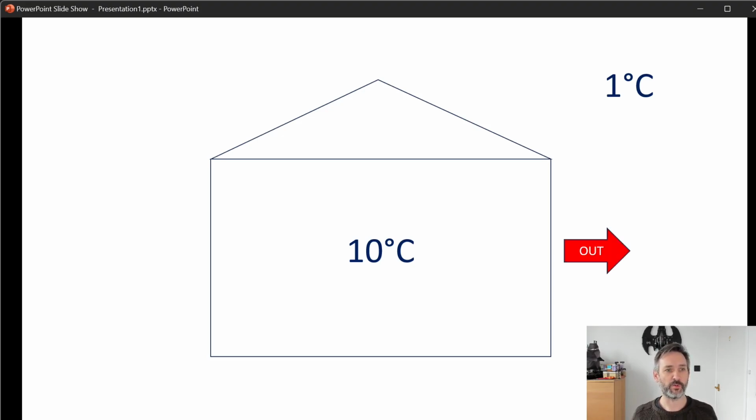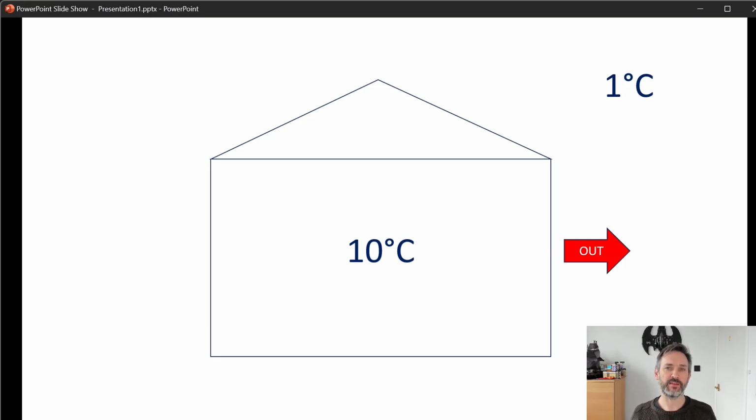Now, because it's warmer inside than it is outside, heat will flow from inside the house to outside. We measure the rate of that heat transfer in watts. And the bigger the temperature difference between inside and outside, the greater the flow of heat. So in this example here, we have a temperature difference of 9 degrees between the inside and the outside.